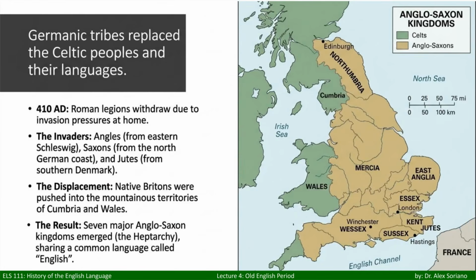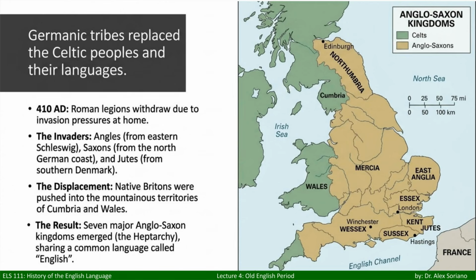Let's zoom into the foundation stage, the arrival of the Germanic tribes, using this map. 410 AD, Roman legions withdraw from Britain entirely, pulled back home by invasion pressures on the continent. This leaves a power vacuum. The invaders arrive soon after, the Angles from eastern Schleswig, the Saxons from the North German coast, and the Jutes from southern Denmark, the same three tribes, the same three homelands we discussed in our last lecture. The displacement: native Britons, the Celtic population, are pushed into the mountainous, harder to conquer territories of Cumbria and Wales, exactly as the green regions on this map show.